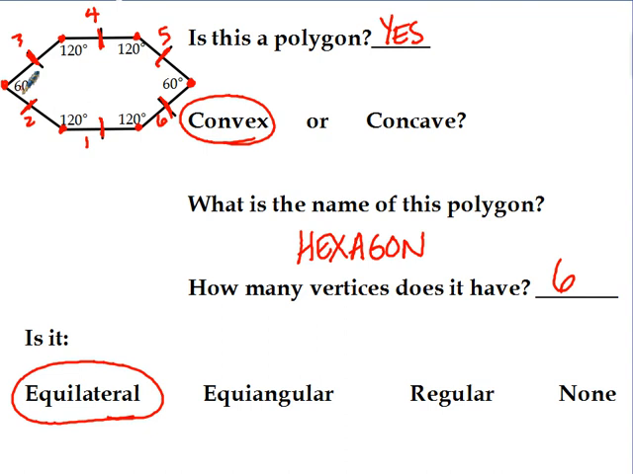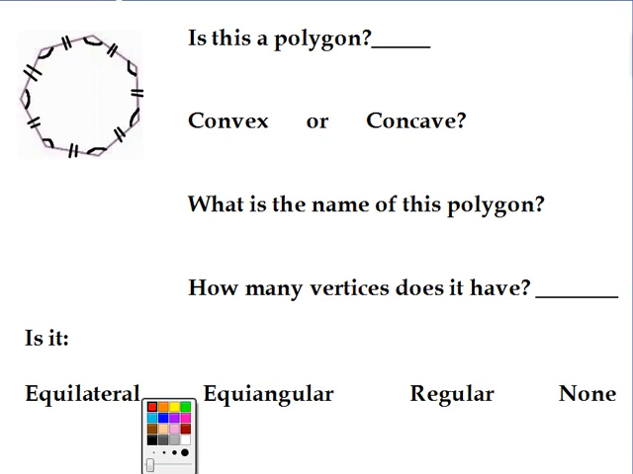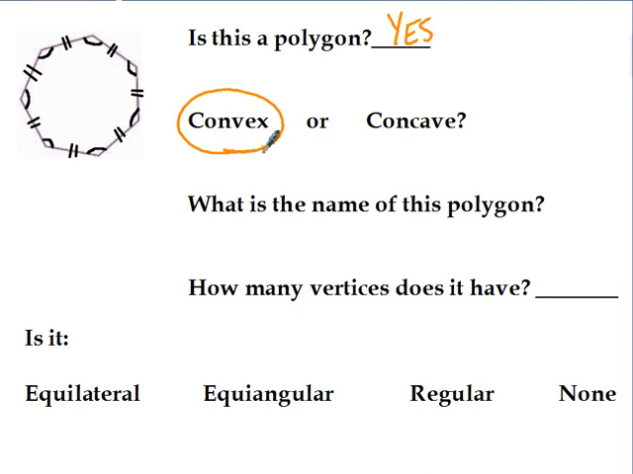And finally, our last one. So, is this a polygon? Yes. No curves, and it's closed. It's convex, because again, all of the pairs of vertices, if I connect them, would all be on the inside. The name of the polygon, 1, 2, 3, 4, 5, 6, 7. So that's a heptagon. How many vertices? So count the corners. 1, 2, 3, 4, 5, 6, 7.